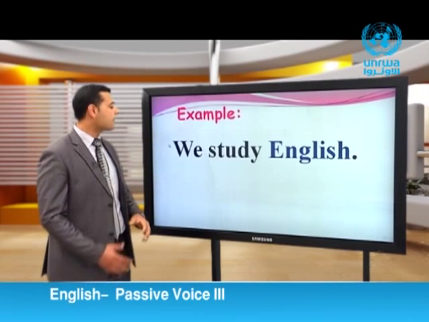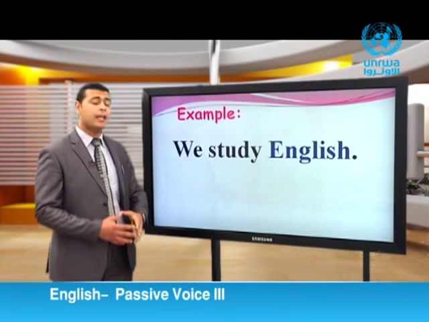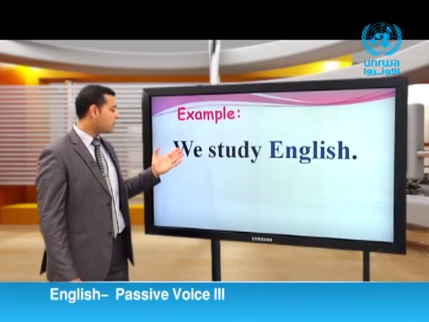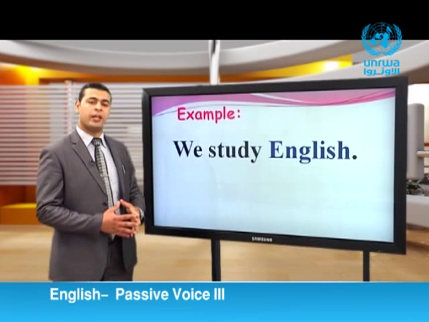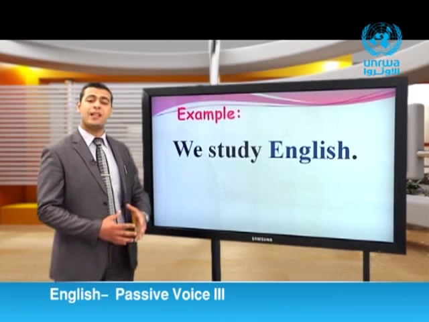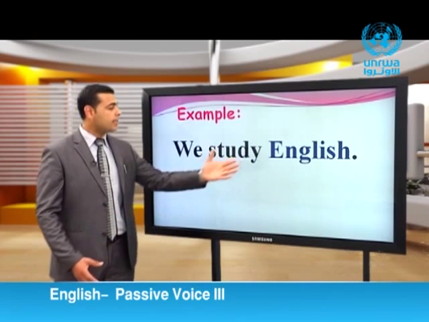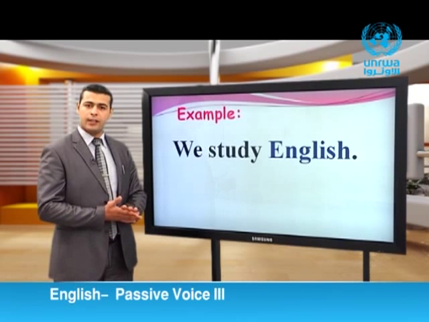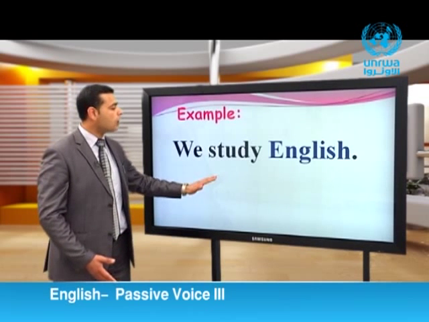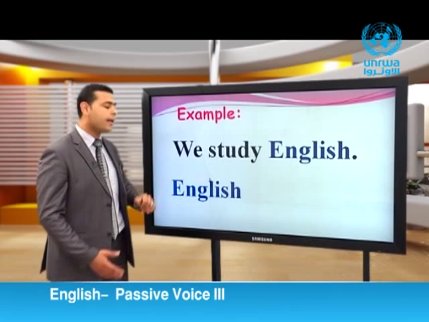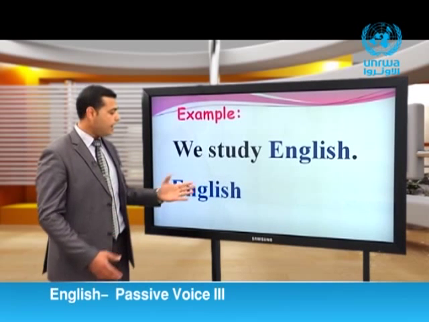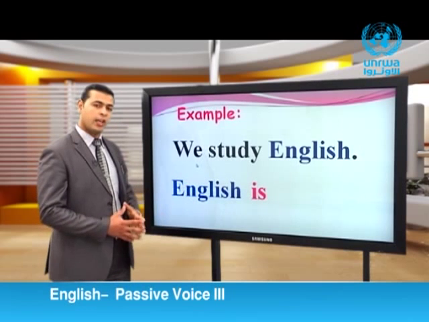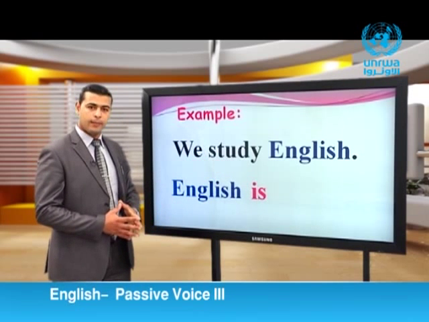Alright, let's have this example. We study English. Look at this sentence. Here is the subject, the verb, and the object. Look at the object of the sentence, English. This is the object. According to the first step, this object needs to be the subject of the passive sentence. So here, English as a subject.